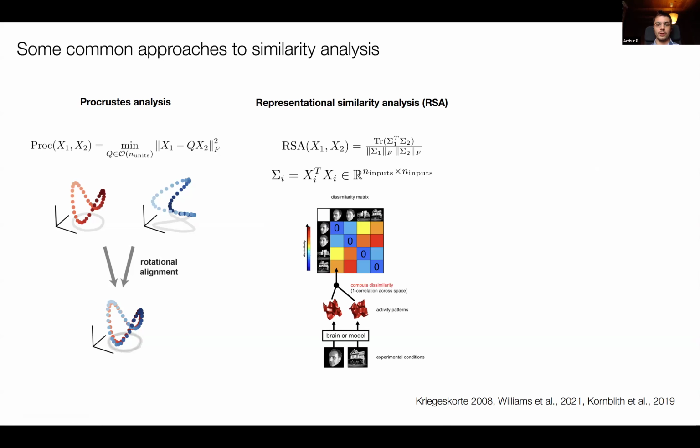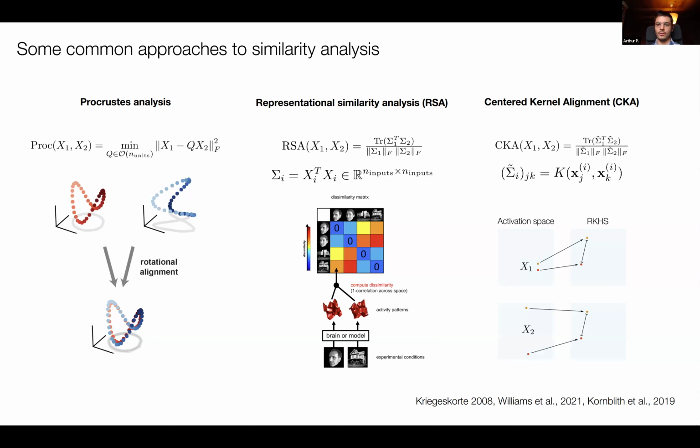Another popular approach is the so-called representational similarity analysis. What RSA is based on is to first compute a covariance matrix for each network separately. This is a covariance matrix of shape number of inputs by number of inputs. So it's not the neural covariance, but the input covariance. And then define some similarity metric between the covariances themselves in terms of the trace and the Frobenius norm of these covariance matrices.